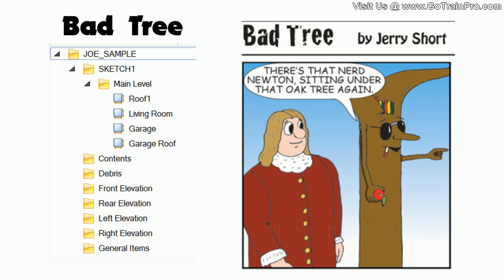So let's take an example of a bad tree. If you look here on the left, we've got our Sketch 1, which is the default sketch layer. And then we've got our main level, which is the default level, and we have a roof under there. We have our living room, a garage roof. Then we drop into our contents and debris, and then we talk about our different elevations, and then some general items.